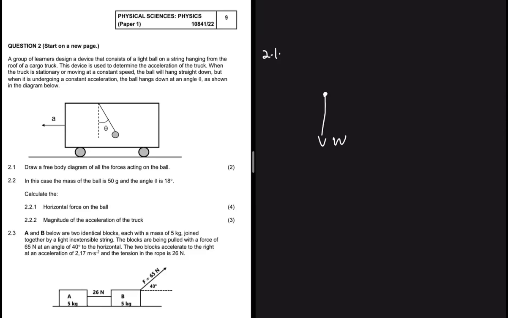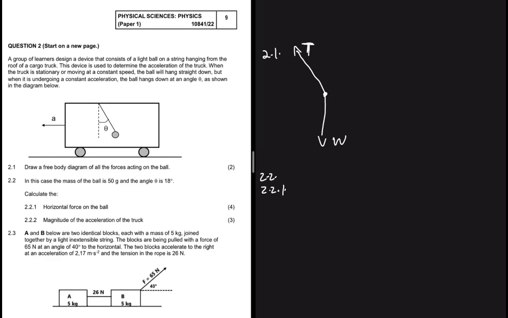Here we also have the tension, the reason why our ball is hanging from the roof of the cargo, right? So to show the tension at an angle, there we have it. We have the tension and the weight. Why am I choosing to show the tension at an angle? Because in the diagram given, the ball is at an angle. 2.2, 2.2.1. In this case, the mass of the ball is 50 grams and the angle theta is 18 degrees. Calculate the horizontal force on the ball.